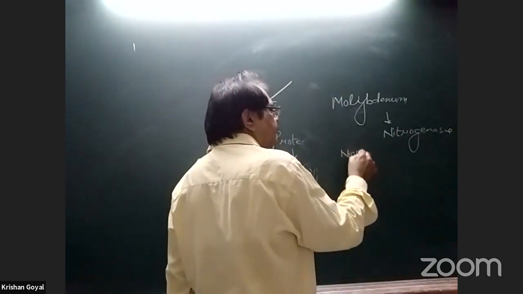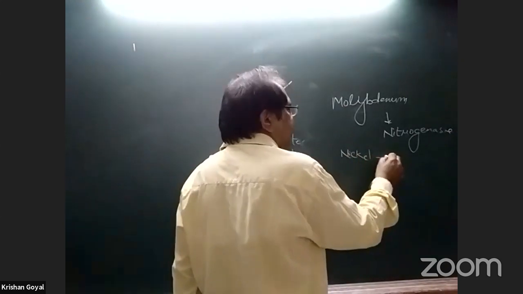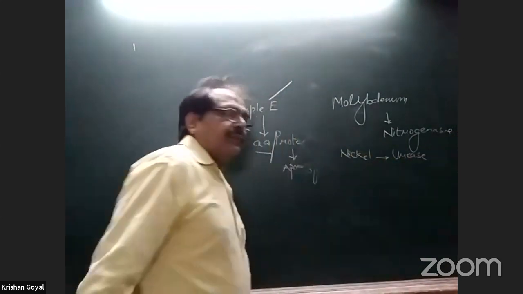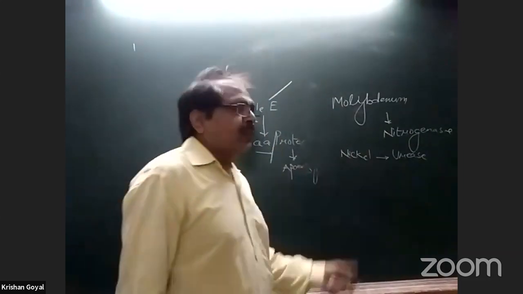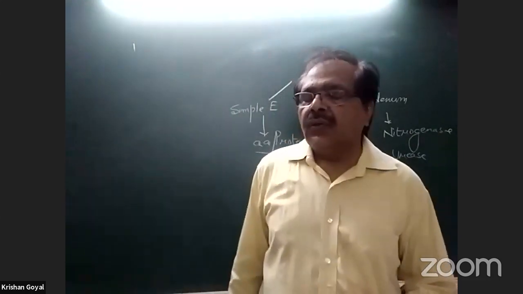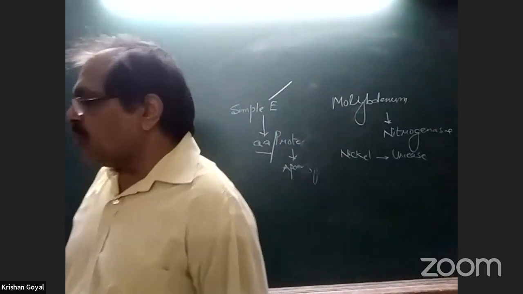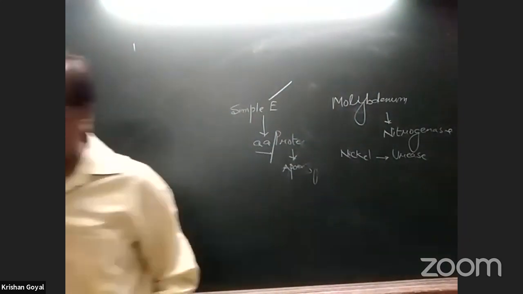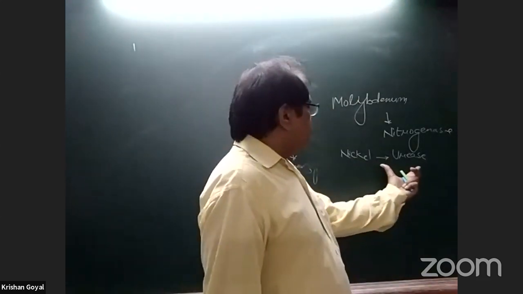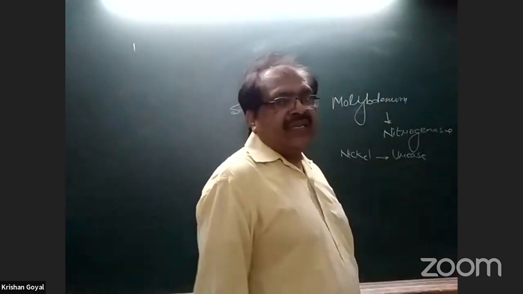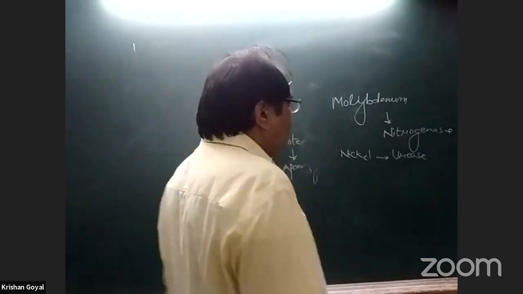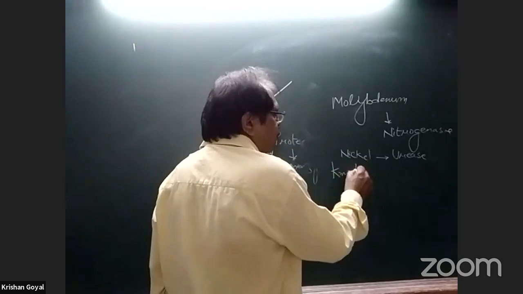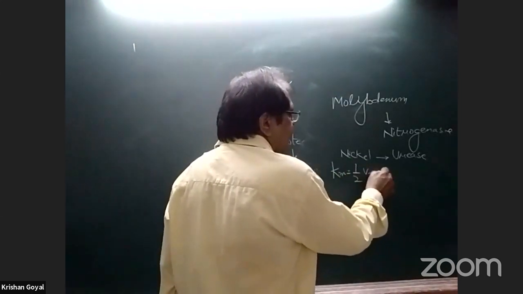Nickel. It is present in the enzyme urease. So these are the two most important examples for the enzymes, that is nitrogenase with molybdenum and urease with nickel. Nickel is present in urease enzyme. Now we come to one more equation, which is Km is equal to half Vmax.